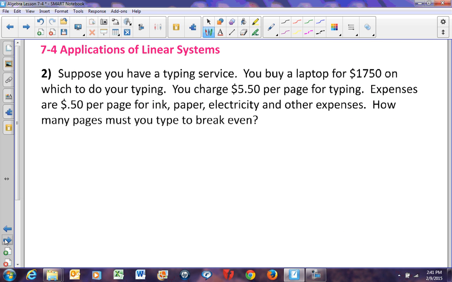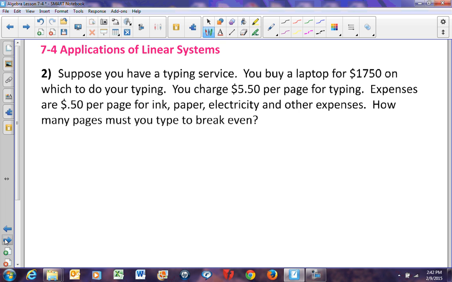All right, question number 2. Let's say you have a typing service. You want to make some money. You buy a laptop for $1,750. Very, very nice, top of the line laptop with all the bells and whistles, all the programs you'll ever need, on which to do your typing.